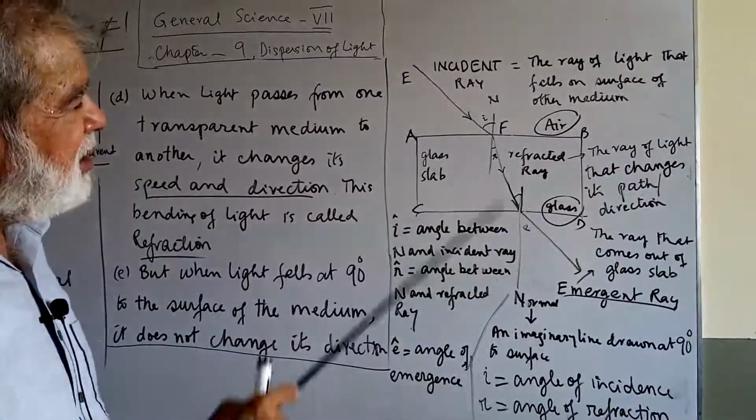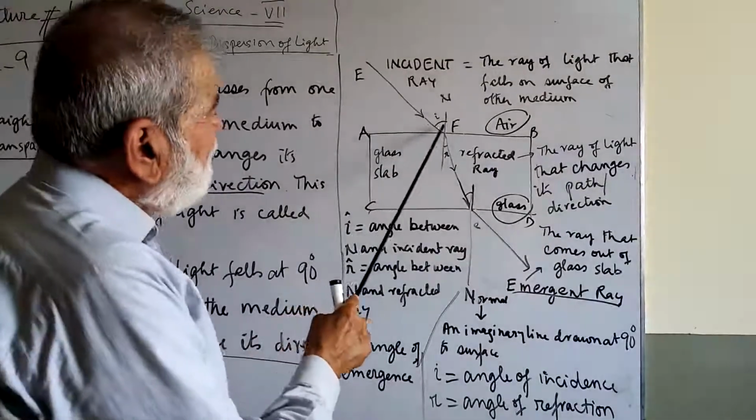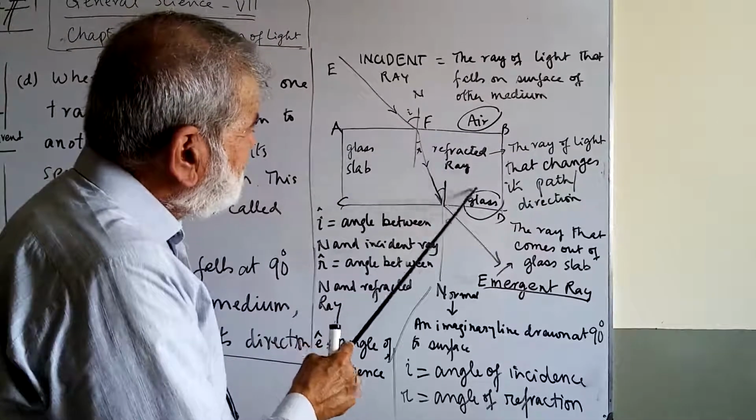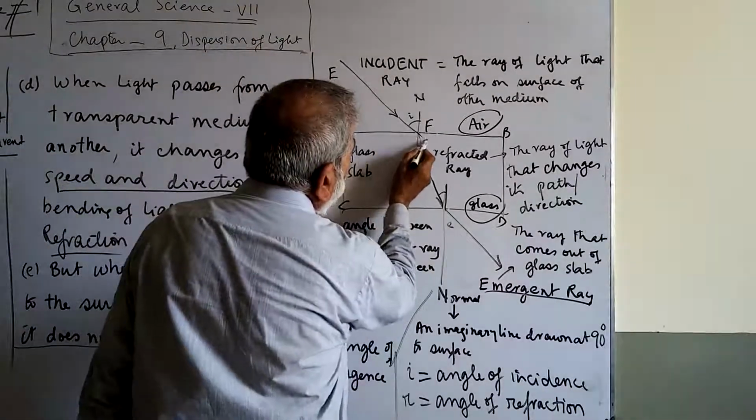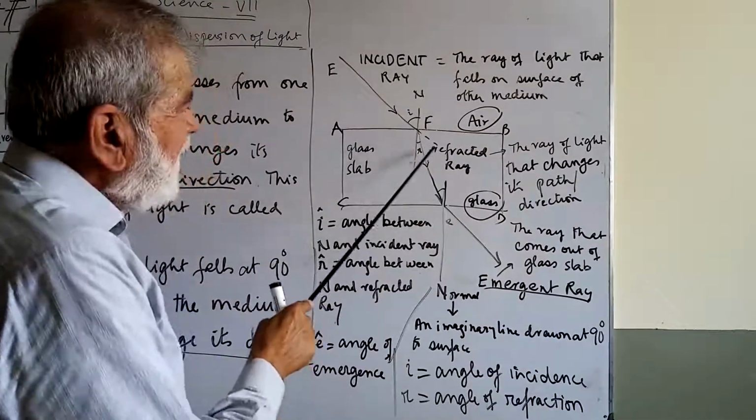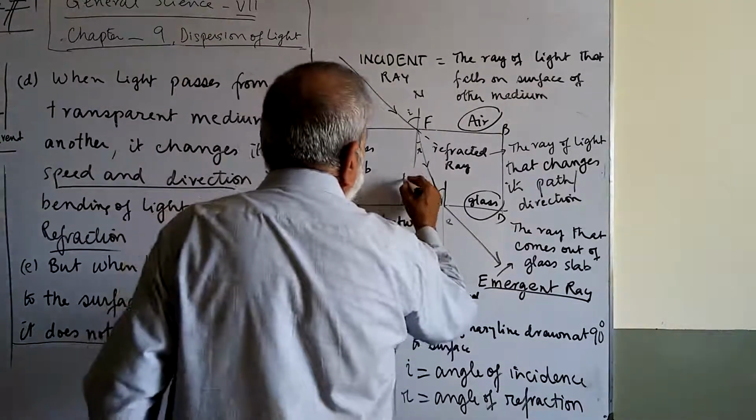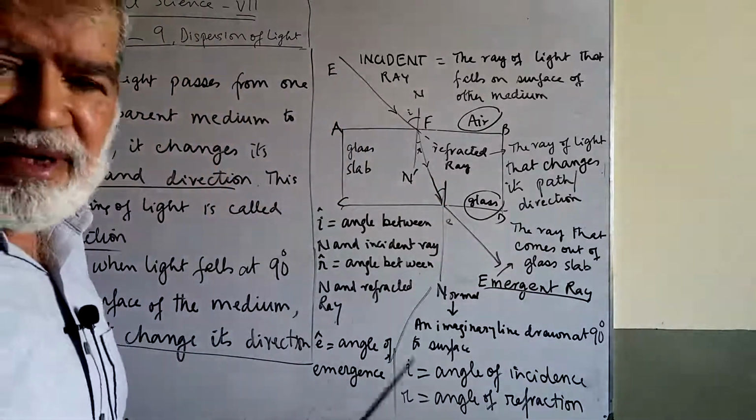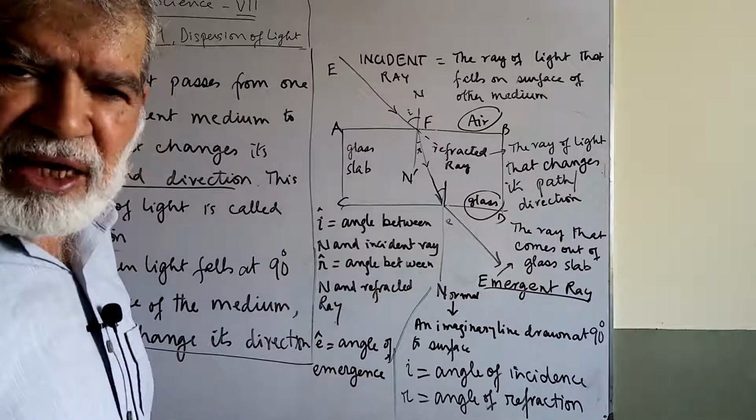So while traveling in the air, this ray of light EF is known as incident ray. When it falls at this point, the point of incidence, it should go straight like this, but it is not going straight. The actual path should have been like this, but it is not going like this. It bends, and it bends towards the normal. This n and n dash is the normal. What does normal mean? At the point of incidence you make a 90 degree angle. You draw an imaginary line at this point of incidence. This n and n dash is known as normal.